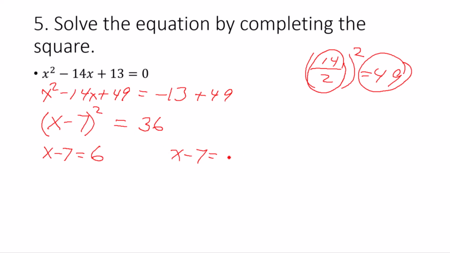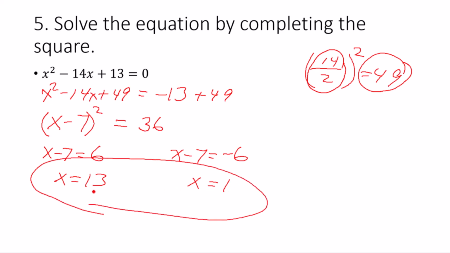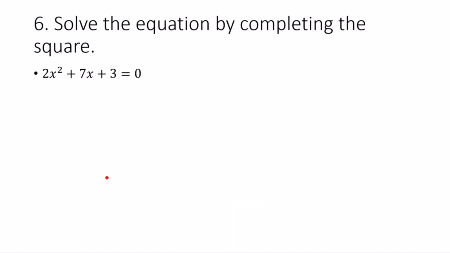And we've got a blank over here. That's going to be the opposite of that 6. There we go. Solve those simple equations. Add 7. This gives us x equals 13. And this gives us x equals 1. There are 2 solutions for number 5. Moving along to number 6.